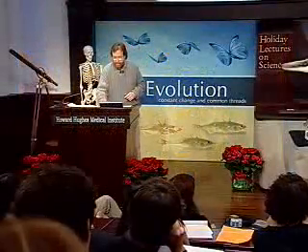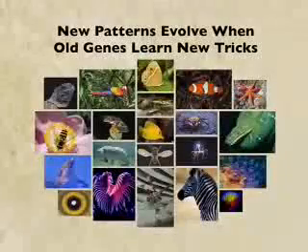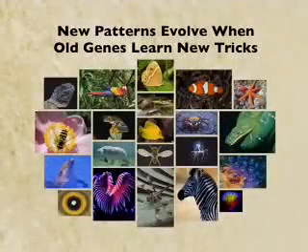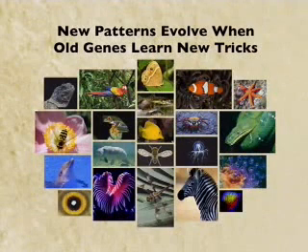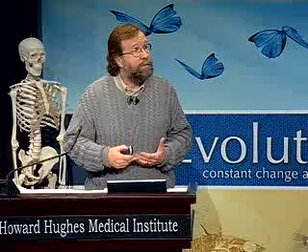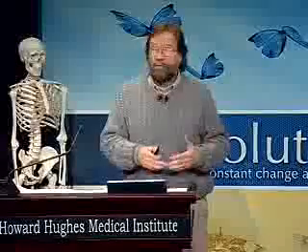So what's the main message here from fruit flies and butterflies? The main message is that new patterns evolve when old genes learn new tricks. Very old genes. The gene I just showed you, we know is more than 500 million years old and possessed by most members of the animal kingdom. It has some very old jobs in, for example, building appendages. But it's taken on a new task in these butterflies in terms of patterning these eye spots.